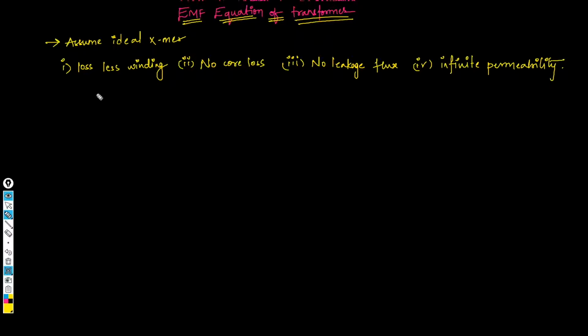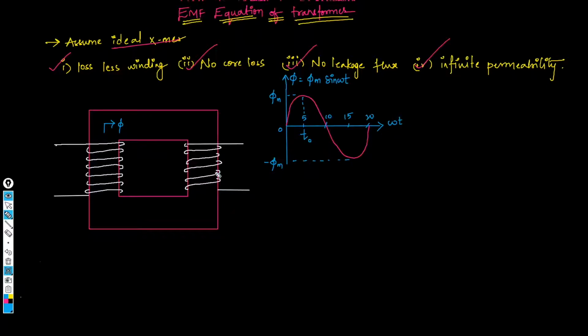So these are the four factors one needs to remember when saying that it is an ideal transformer: lossless windings, no core loss, no leakage flux, and infinite permeability. So this is the ideal transformer that we are considering, which has windings N1, N2. Assume that N1 has more turns than N2, so N1 is greater than N2.